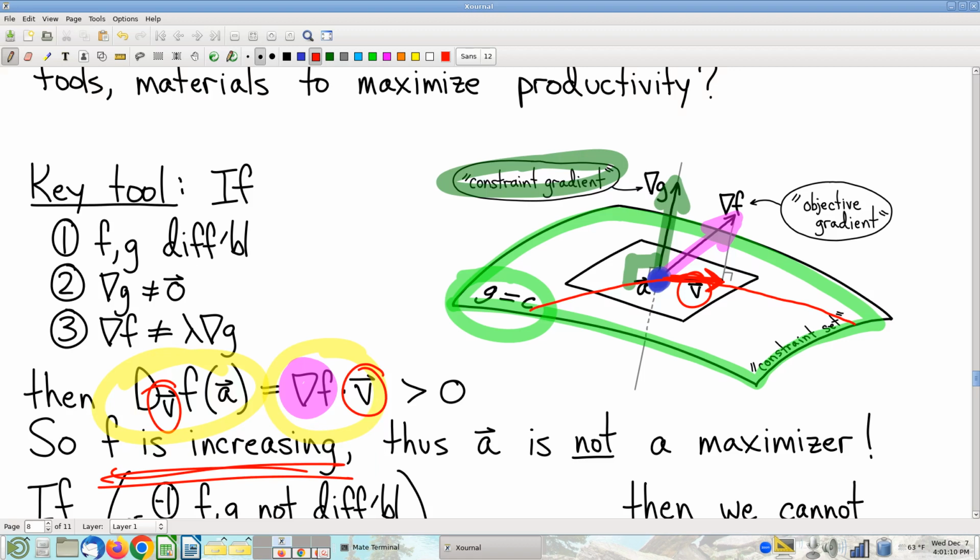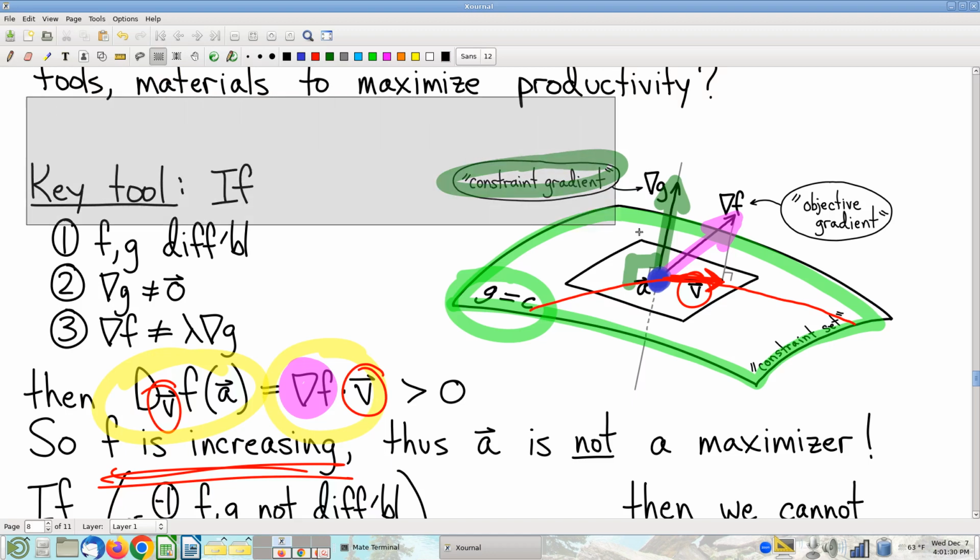Everybody with me? Function's increasing. It's not a maximizer. This eliminates A as a possible maximizer. Okay. All right. Feel free if you have a question. Everybody follow the reasoning?